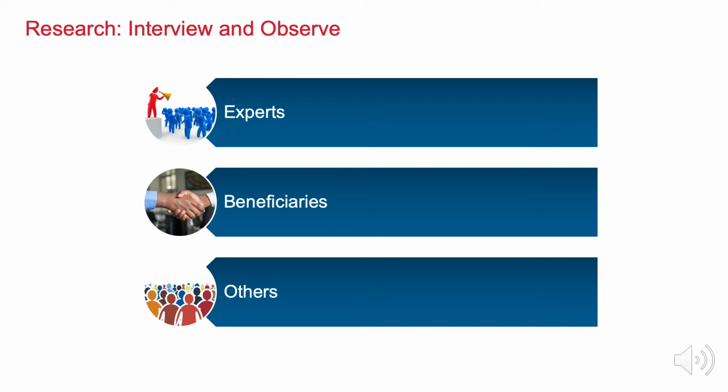For people to interview and observe, there are 3 different categories of people you should think about doing this with. Reach out to experts and hopefully interview them. Interview and observe beneficiaries, and also interview and possibly observe and give surveys to any other people that are related to the problem or your early ideas for your solution.